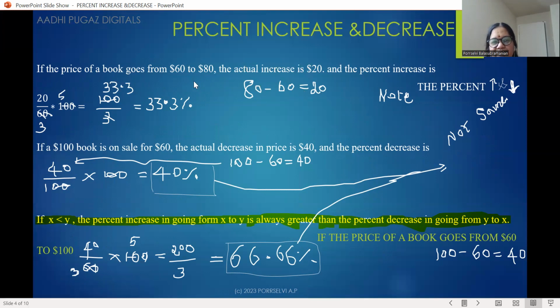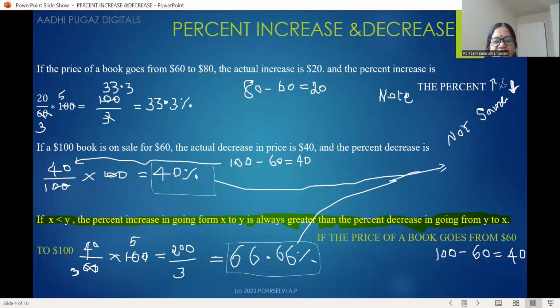So we need to subtract the base amount from the increased amount. The base amount is $60, so we subtract $60 from the increased amount. 80 minus 60, we are getting 20. So 20 is the difference value between 60 and 80. So the $20 only is increased.